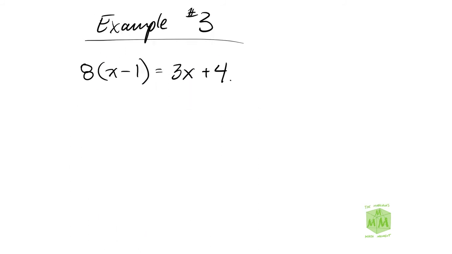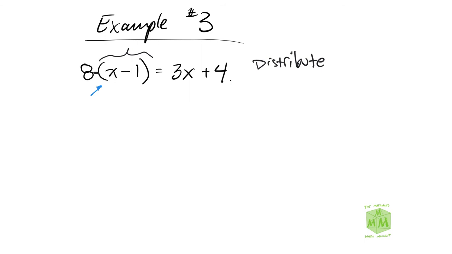Now we have something a little different. What is going on here? We have some parentheses. So what that means is it's 8 times and then whatever is inside the parentheses. 8 is multiplied to both of those things. So the first thing we do is we distribute.